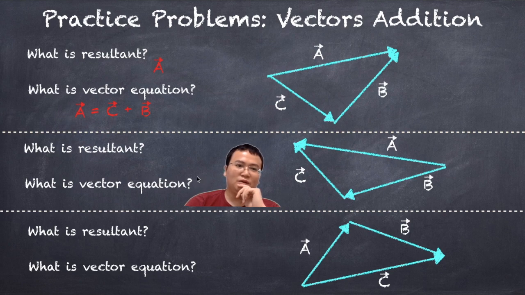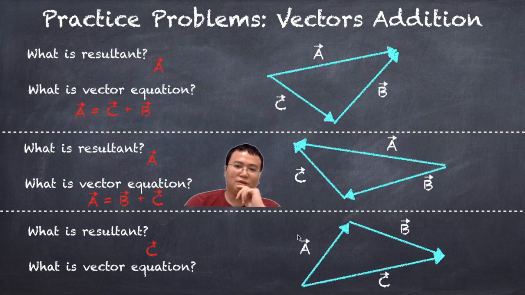For the next one, the answer is also vector A. Vector A is the resultant because it goes from the tail of vector B to the head of vector C, right? So we can write that equation by saying that vector A equals vector B right here plus vector C.